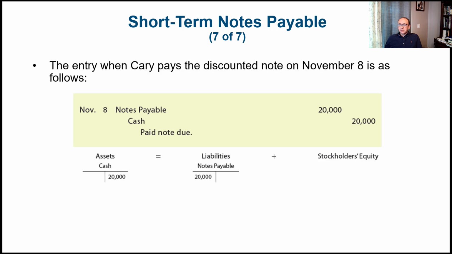So what's going to happen at maturity? The entry when Carey pays the discounted note on November 8th, which is the maturity date, we're going to debit notes payable, and when we debit notes payable, that means that we're canceling it for the full value, $20,000, and we're paying cash of $20,000. So we actually borrowed $19,550 and we paid back $20,000. So if you think about the interest rate, it's actually $450 for the $19,550 that we borrowed, and that's the actual interest rate that we've used.